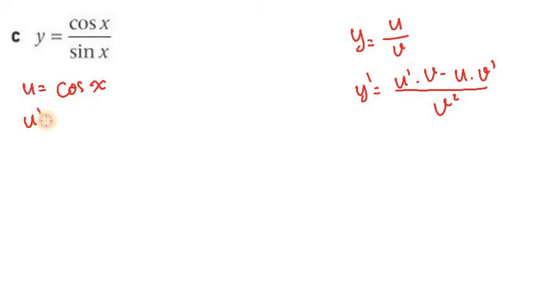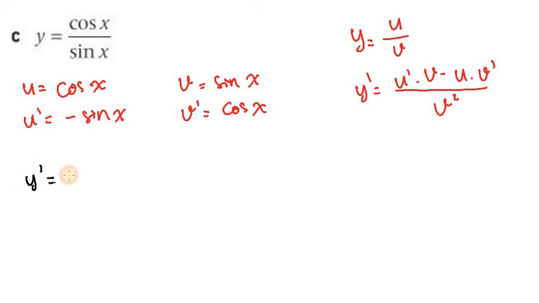So u accent will be equal to the derivative of cos, which is negative sin x. Then our v will be, in this case, sin x, and v accent will be the derivative of sin, which is cos x. With that, let's just input it into our y accent.